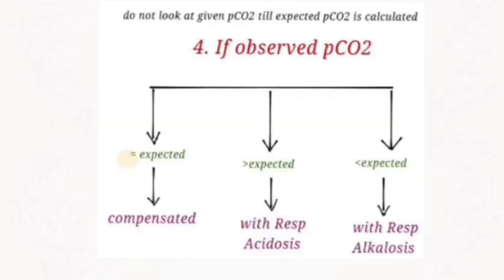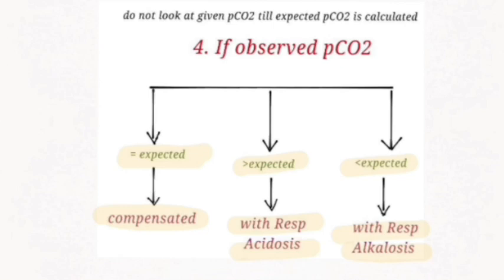Since you have obtained the expected PCO2, you compare it with the observed PCO2. If the expected and observed values are equal, it means the body has compensated. So if both the values are equal, it means it is compensated. If the observed value is more than the expected value, then the metabolic abnormality is with respiratory acidosis. If the observed value is less than expected, then it is with respiratory alkalosis.